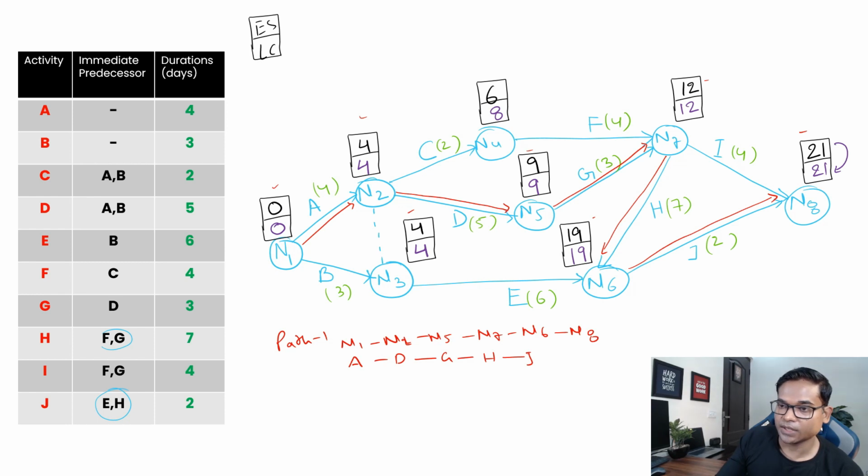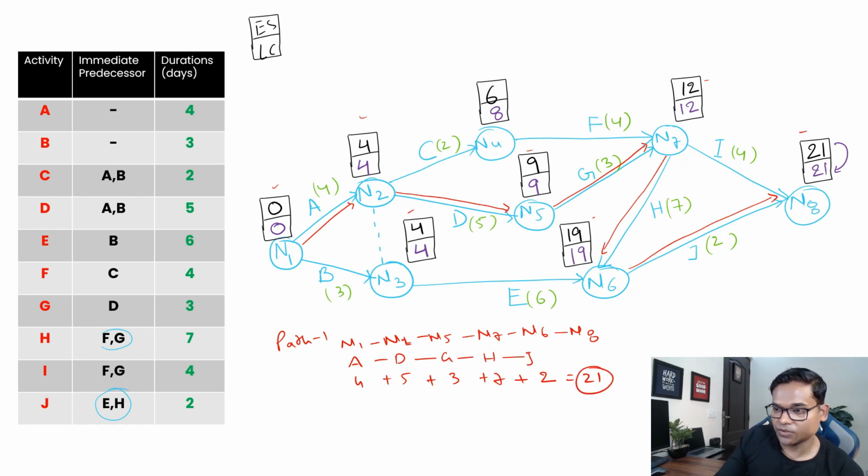If you see the durations, it is basically 4 plus D is 5 plus G is 3 plus H is 7 plus J is 2. Okay, so which is basically 21 days.